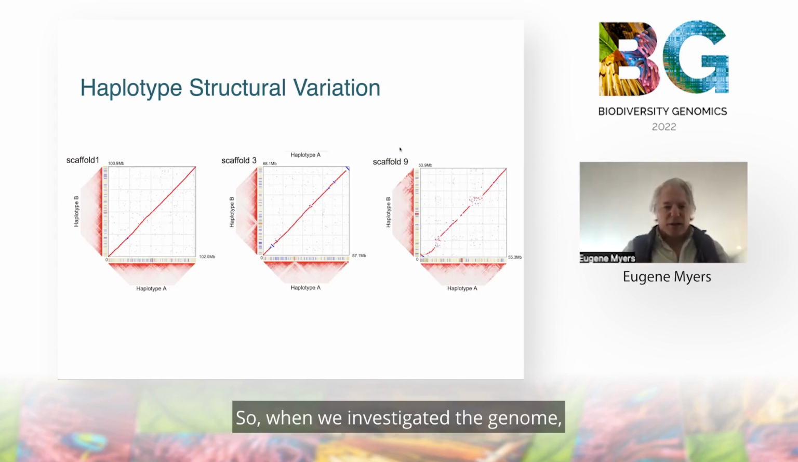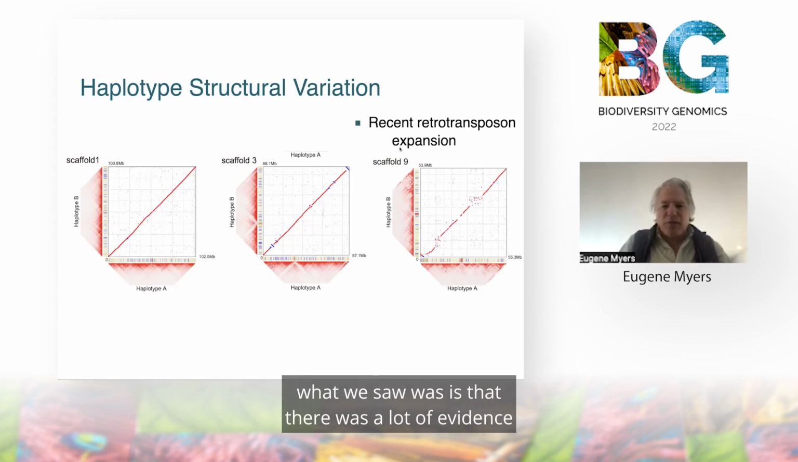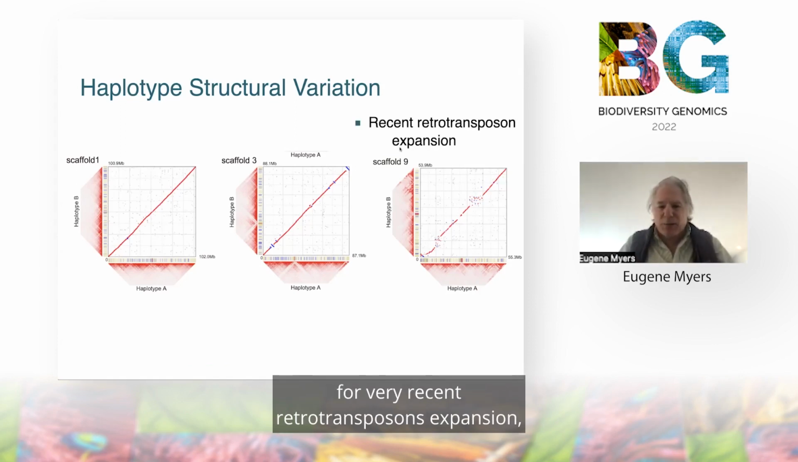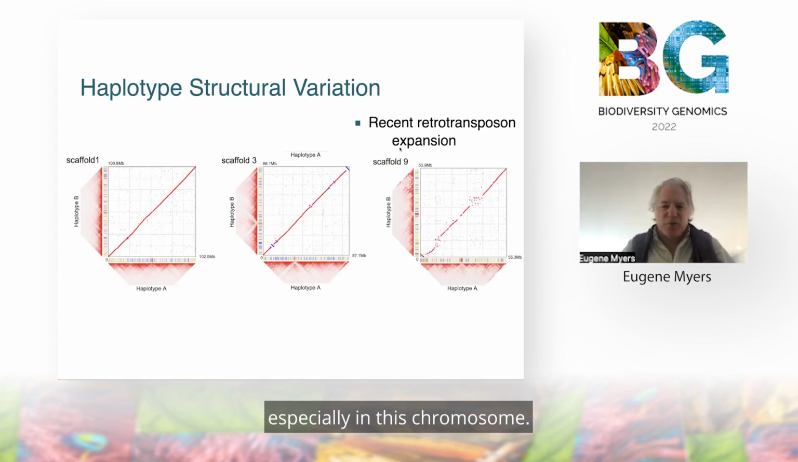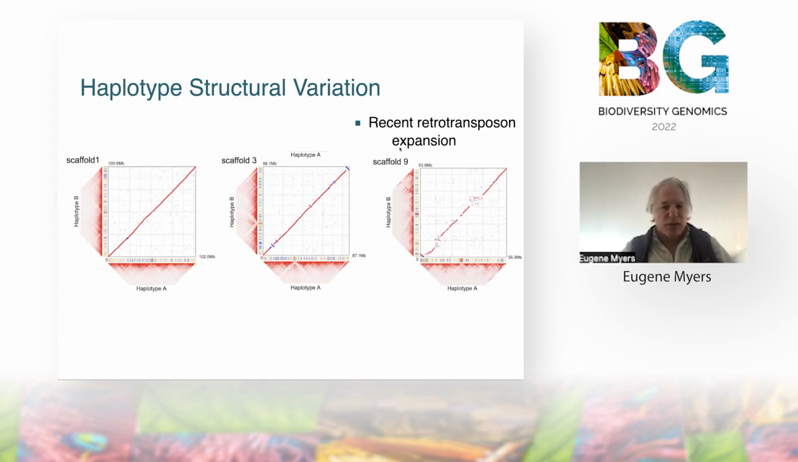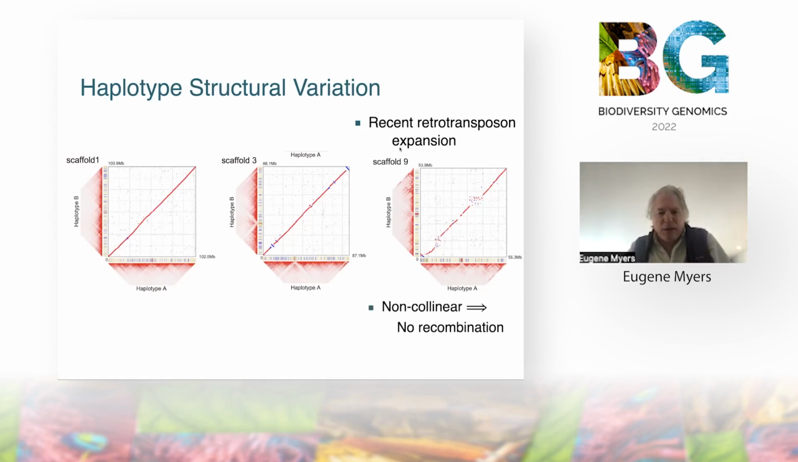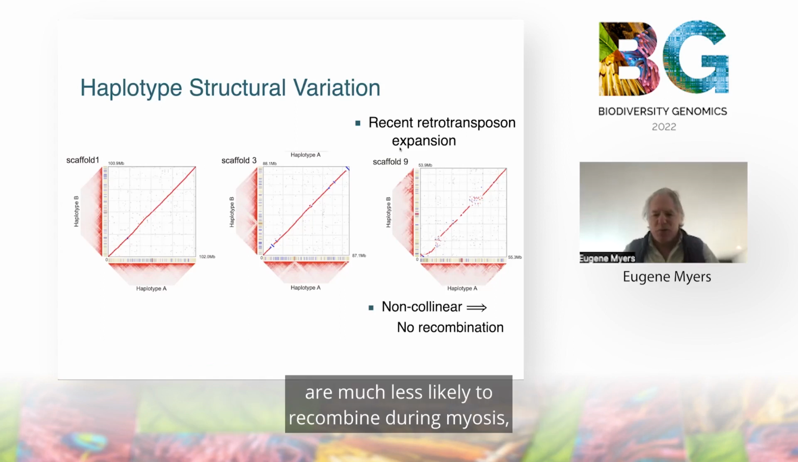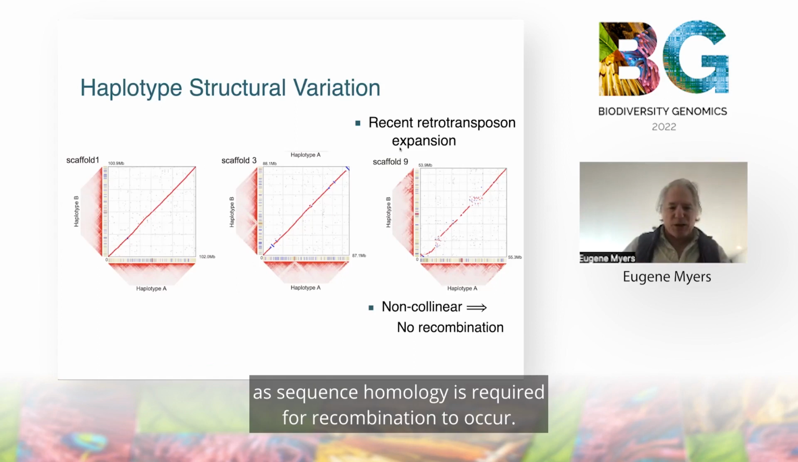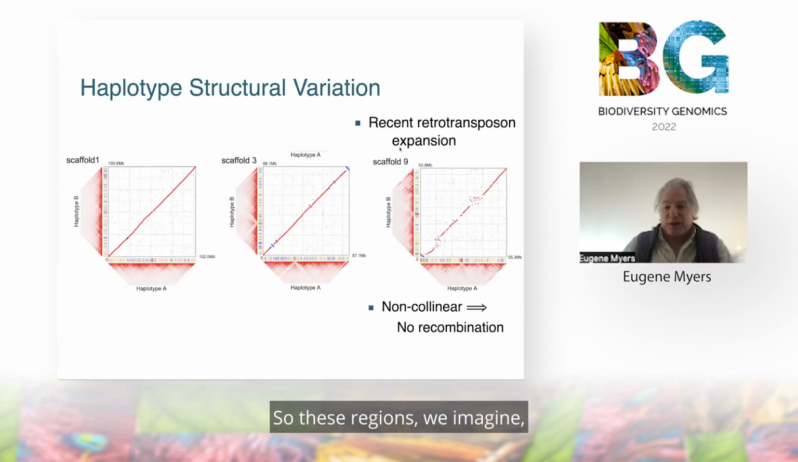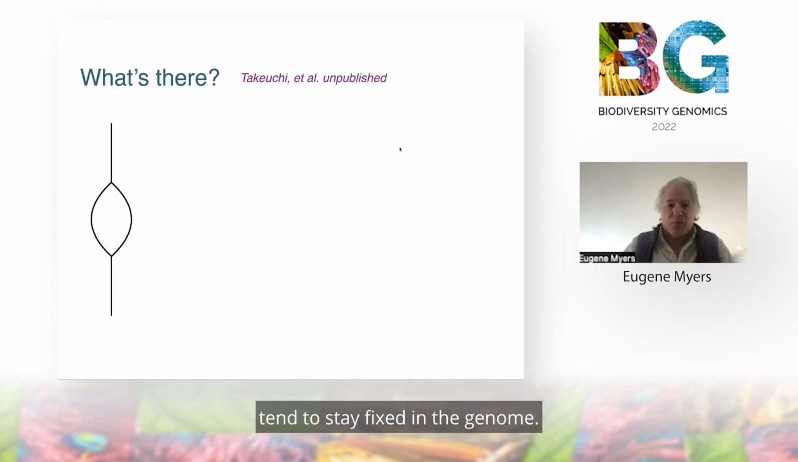So when we investigated the genome, what we saw was that there was a lot of evidence for very recent retrotransposon expansion, especially in this chromosome. So we speculate that this expansion may be mechanistically responsible for the large non-syntenic regions. Moreover, note that this lack of synteny implies that these portions of the genome are much less likely to recombine during meiosis, as sequence homology is required for recombination to occur. So these regions, we imagine, tend to stay fixed in the genome.